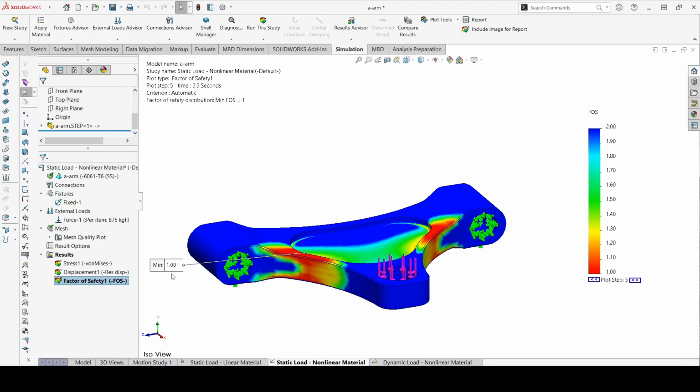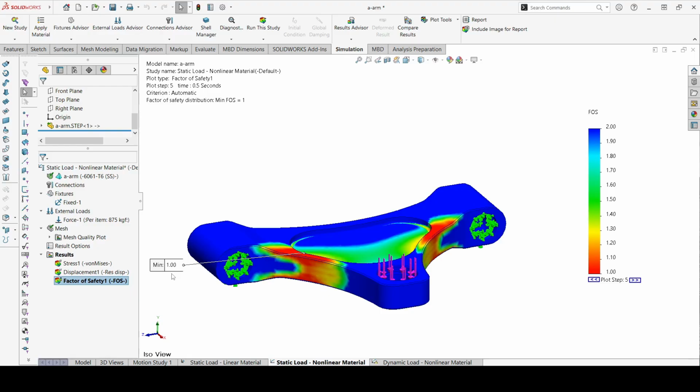By comparing the max stress and factor of safety between these two similar analyses, we can see there's a big difference. On the first analysis, we got a max stress of 507 megapascal and a factor of safety of 0.5, while on the second analysis, we got a max stress of 276 megapascal and a factor of safety of 1.